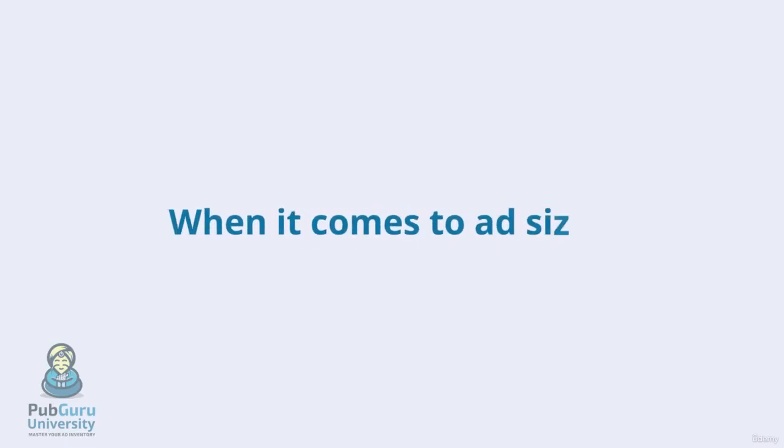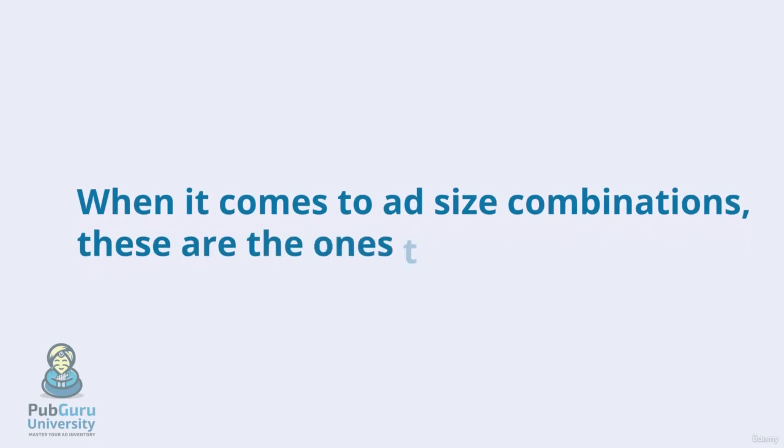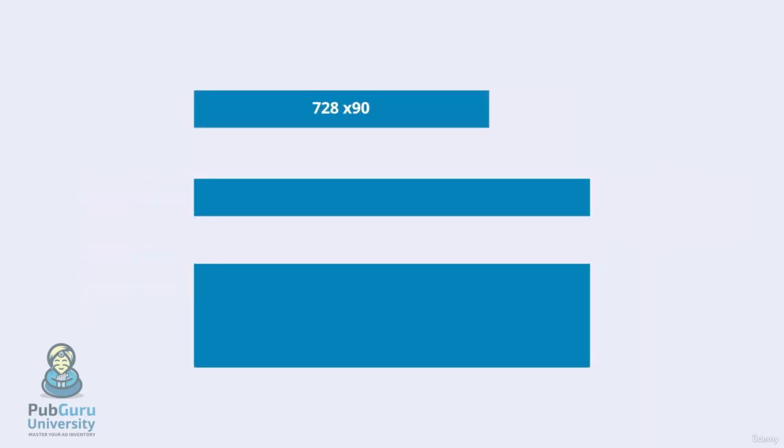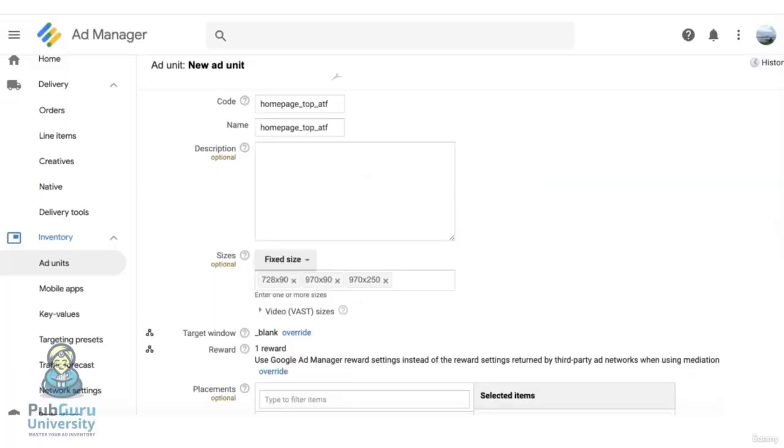When it comes to ad size combinations, these are the ones that tend to perform really well: 728 by 90, 970 by 90, and 970 by 250. When you create that ad unit in Ad Manager, you specify those sizes in a single ad unit. This allows more competition and more demand for a single ad unit. The highest paying ad size for a given ad request will get the chance to serve the ad.